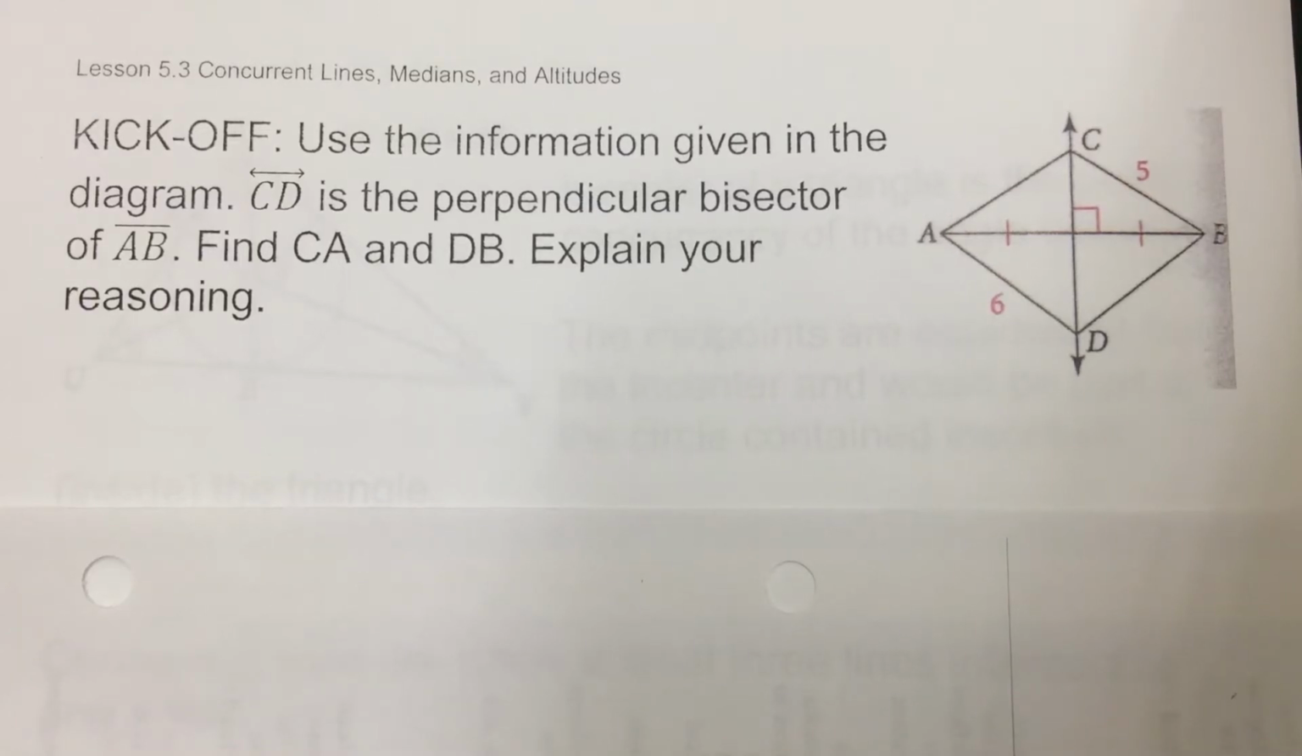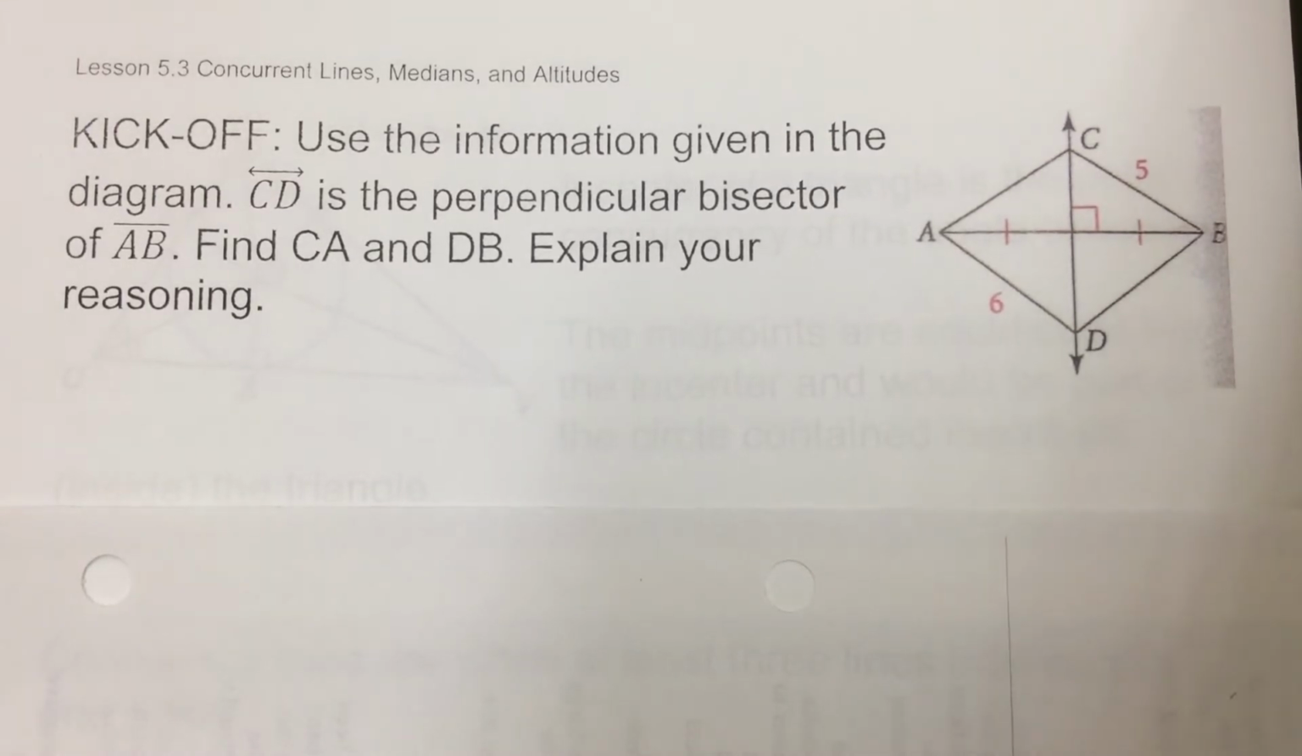All right. So, continuing on through chapter 5, talking about the different parts of triangles and how we can use them. So, starting here with the kickoff, use the information given in the diagram. Line CD is the perpendicular bisector of segment AB. Find CA and DB and explain your reasoning.